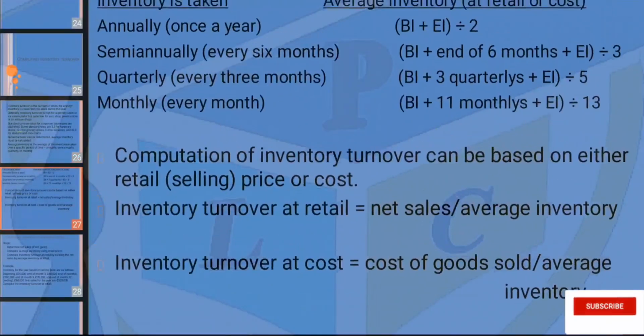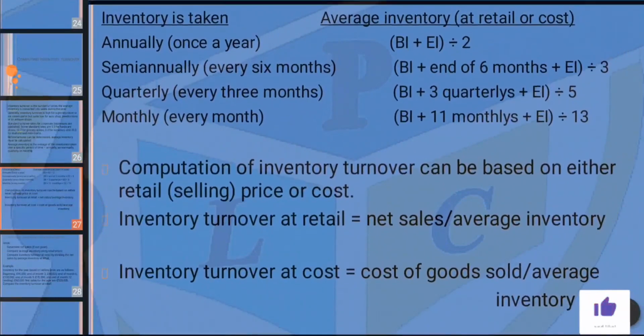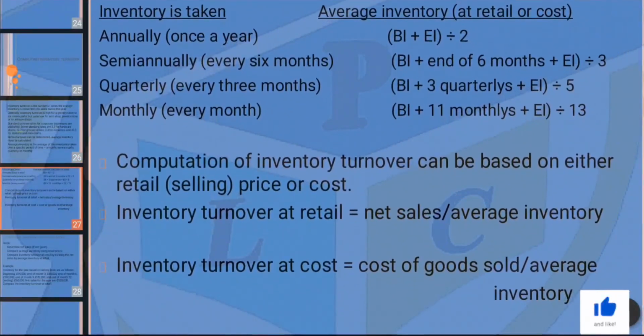Now let's move on to inventory taking and average inventory. When it comes to computation of inventory turnover, as I said earlier, the first thing I need to do is to compute the average inventory. And how do you compute the average inventory? You can compute it by two methods for inventory turnover: at retail and at cost. Retail is the same thing as selling price, and cost is also called the cost of goods sold. I believe that is clear.